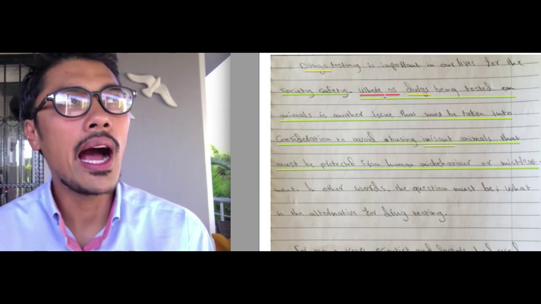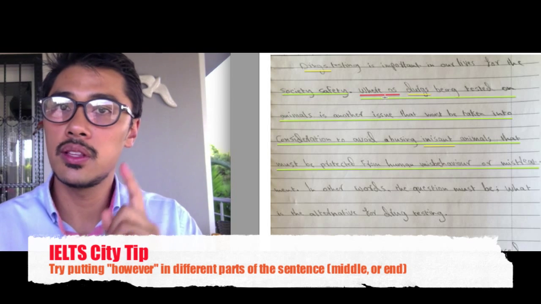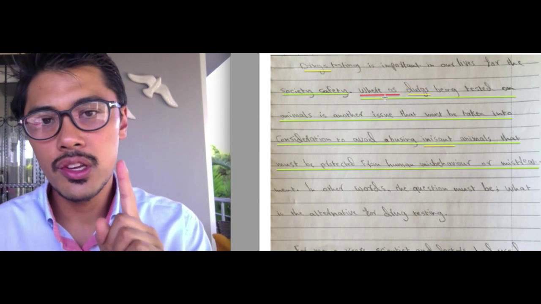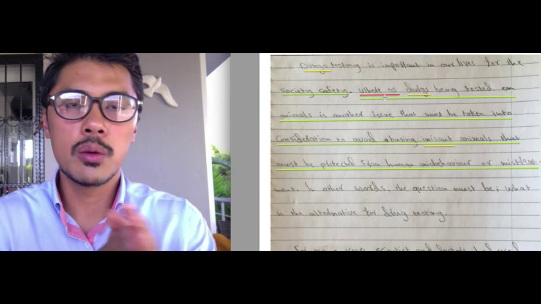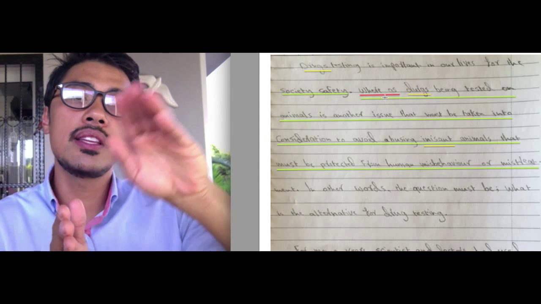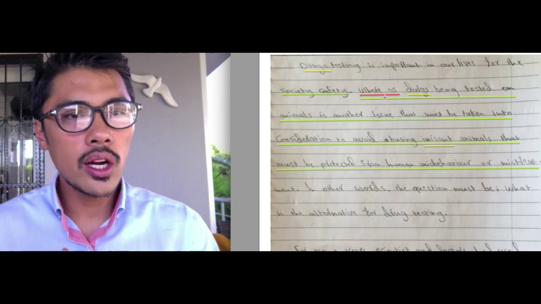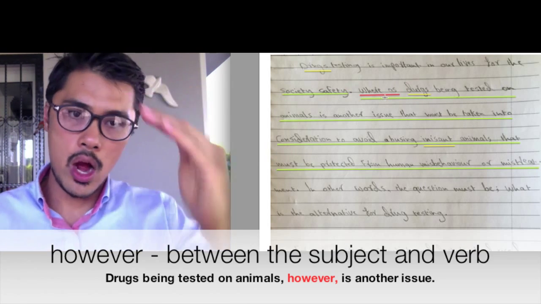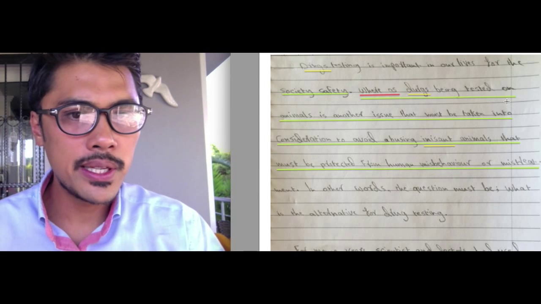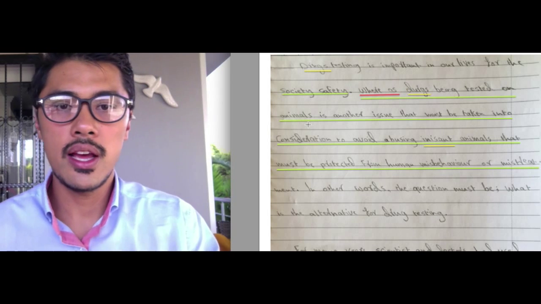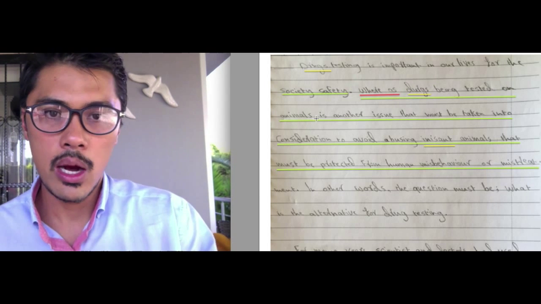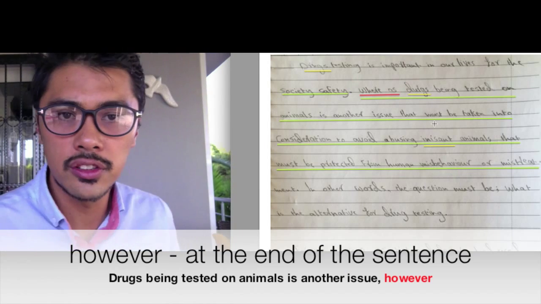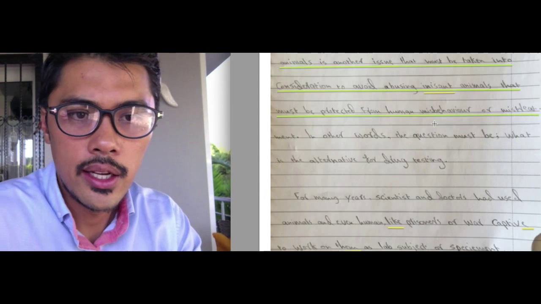The other thing is you can put however in different parts of the sentence. That's another thing to remember, because a lot of times students put however at the beginning of the sentence. But a tip for you, try to put however in a different position. You could put it between the subject and verb, or you could put it at the end of the sentence. So you could say, drugs being tested on animals, however, is another issue. Because drugs being tested on animals would act as a subject, and then you're going to put however here, comma, however, comma, is another issue that must be taken into consideration. And that'd be very nice. Okay? So first tip for you. All right, let's go down.